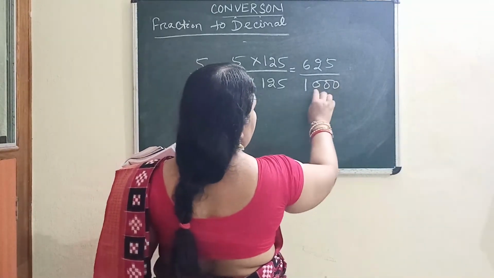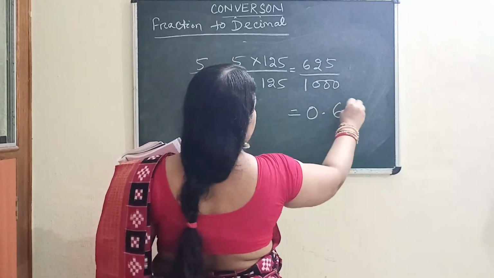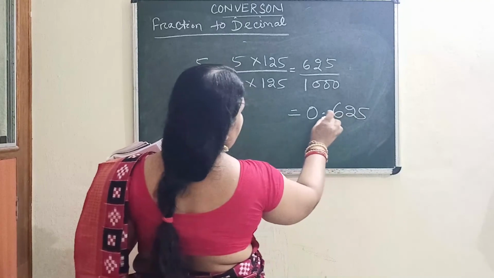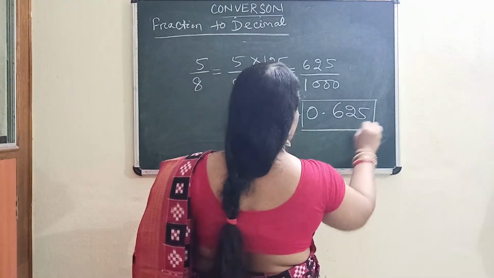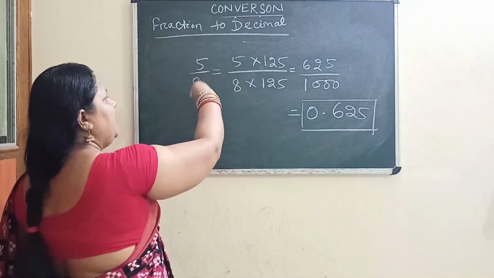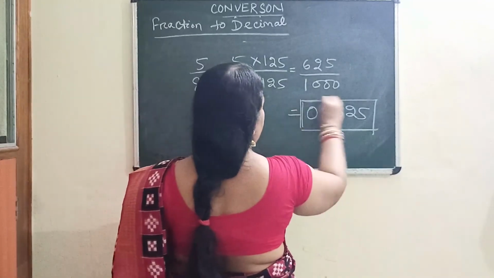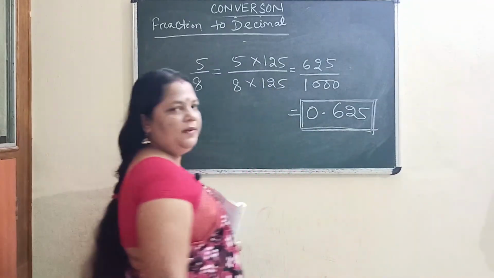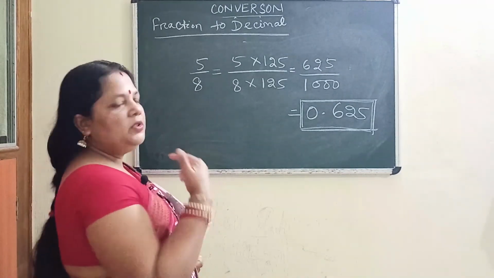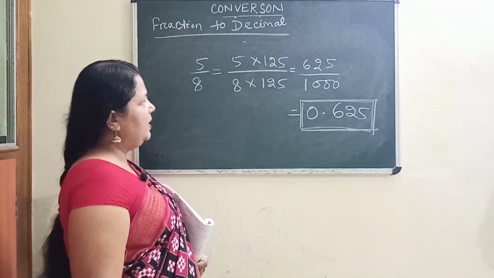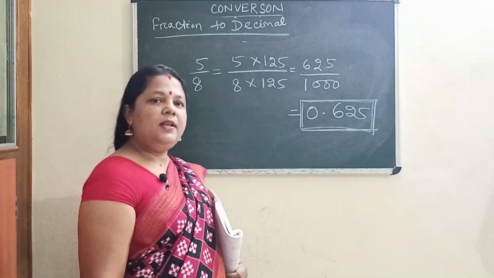So how many zeros are there? 3 zeros are there. So how we will write? 0.625, leaving 3 places, you put the decimal point, and we got this value as your decimal number. Otherwise you can divide 5 by 8, then you will get the same value, 0.625. So children, this is your conversion from decimal to fraction and fraction to decimal. So next class we will discuss how to multiply decimal numbers.